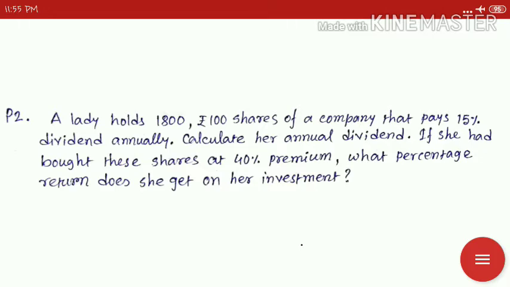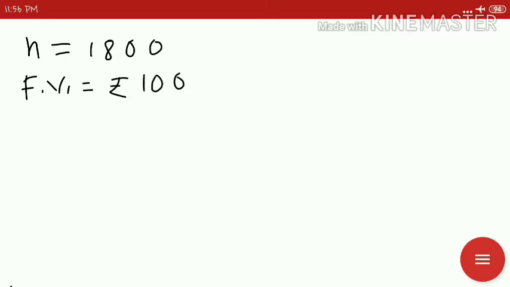I hope you all know the formula regarding this. So you can pause the video and solve it by yourself and then come to my solution. I hope you have done your solution. Now let's see whether my solution is going to match with yours or not. So first, the number of shares, from the given question, I'm denoting it by n. That is 1800. The face value is rupees 100, and the rate is also mentioned there, that is rate equals 15%.